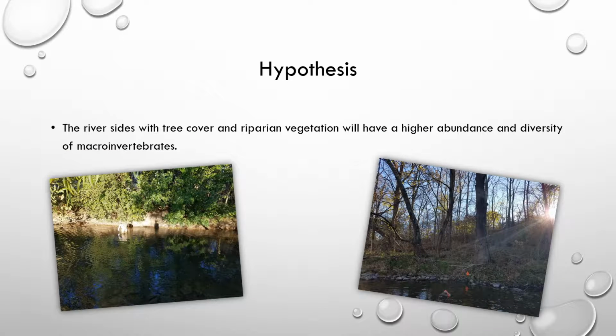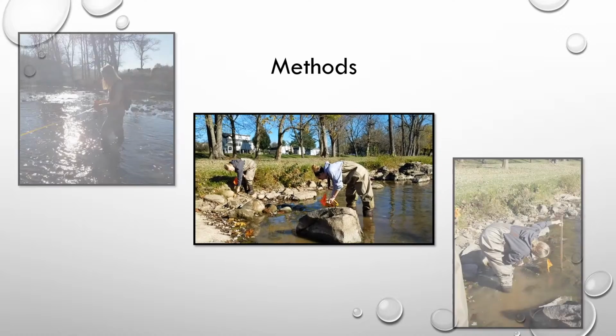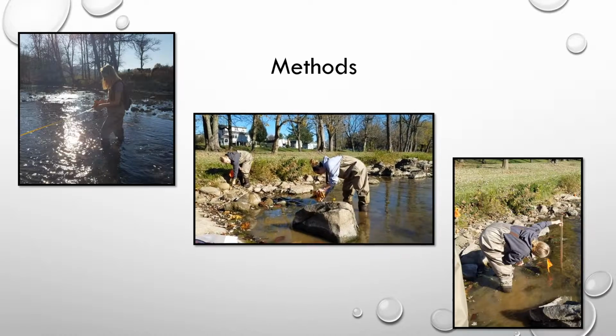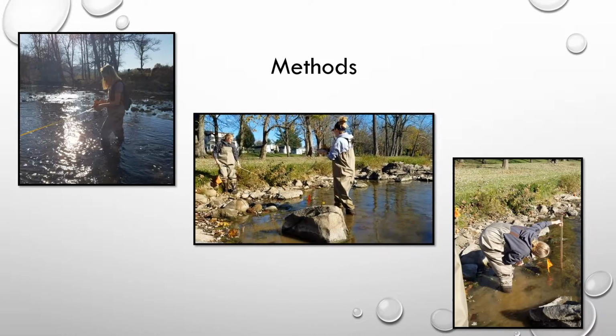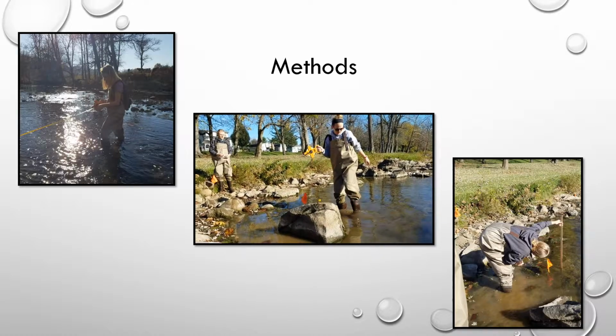Our hypothesis was that the river sides with tree cover and riparian vegetation will have a higher abundance and diversity of macroinvertebrates. To set up our test sites, we picked 2 locations that were 3 meters away from the edge of the river and 5 meters away from the other site. Depth of each site was also measured during the setup process. There were 2 sites on each side of the river, and the process was repeated at each river.